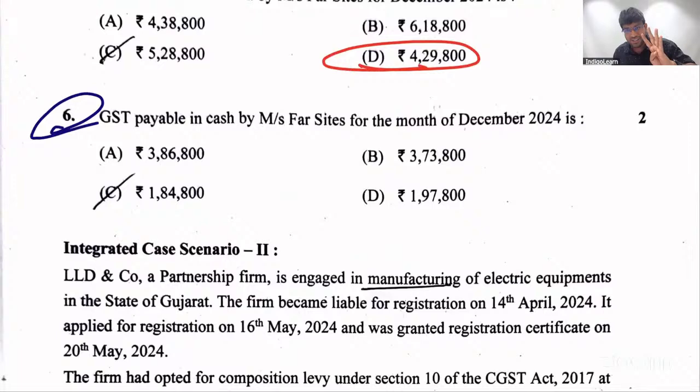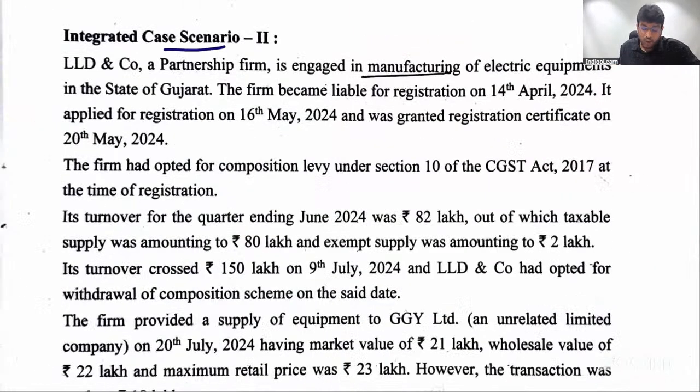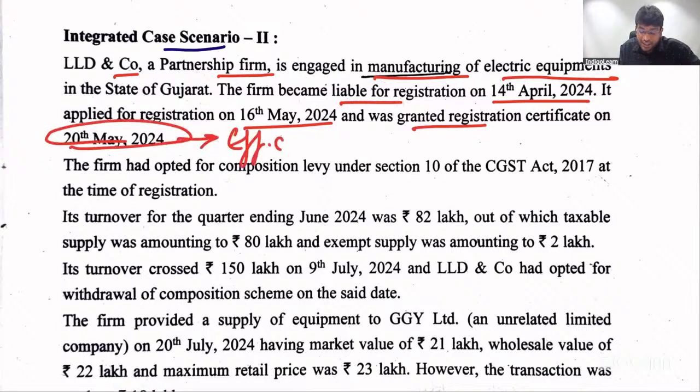Next, integrated case scenario 2. LLD and Co, a partnership firm, is engaged in manufacture of electrical equipments, and they became liable for registration on 14th April. They applied on 16th May. That means they applied after 30 days. And certificate has come on 20th May. So this 20th May will become effective date of registration.